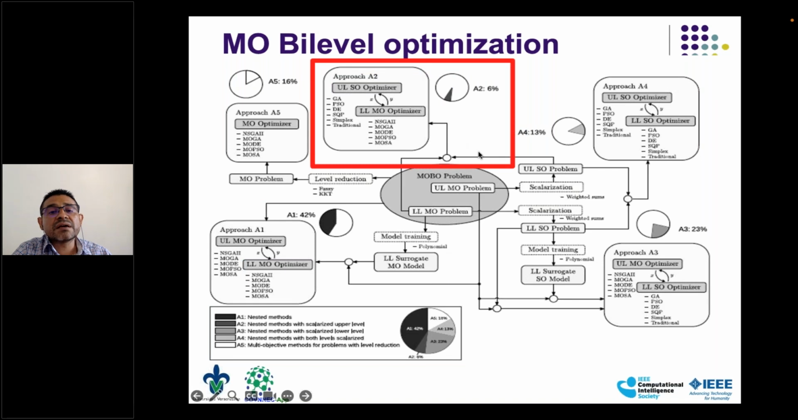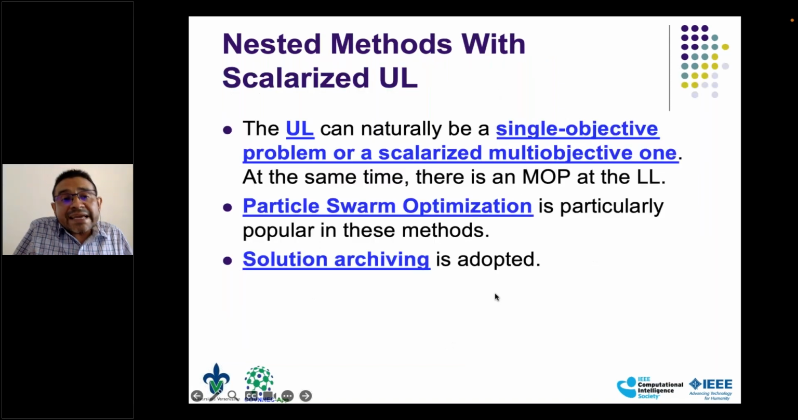The second group, I'm not showing the groups ordered by popularity, okay? Because this second group is not very popular, just 6% of the approaches fall within this group. In this case, it is the nested method, but we have a scalarized problem at the upper level. I mean, the problem at the upper level I can transform, or it is a single objective problem. At the lower level, there is a multi-objective problem. The computational cost decreases with respect to the nested method. However, we have a cost because at the lower level, I need to use, again, a meta-heuristic approach. In this case, for example, particle swarm optimization can be used. And I guess, I'm not sure, that a PSO is able to converge faster than an evolutionary algorithm.